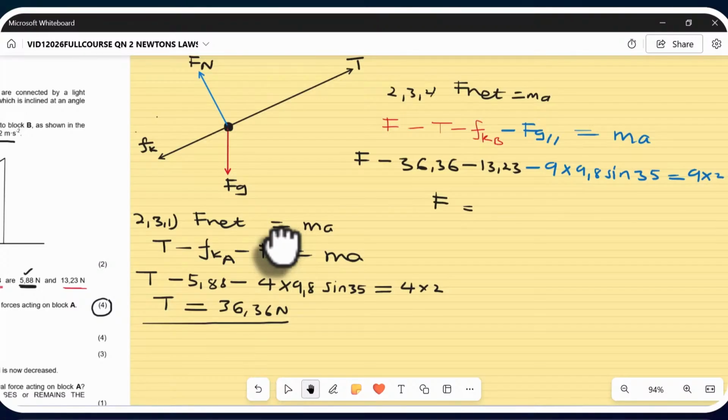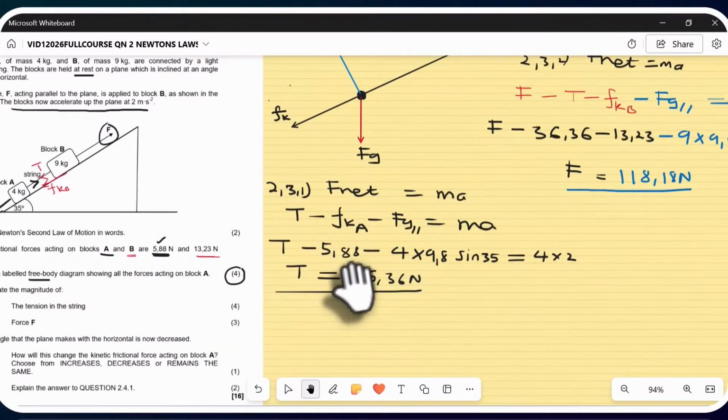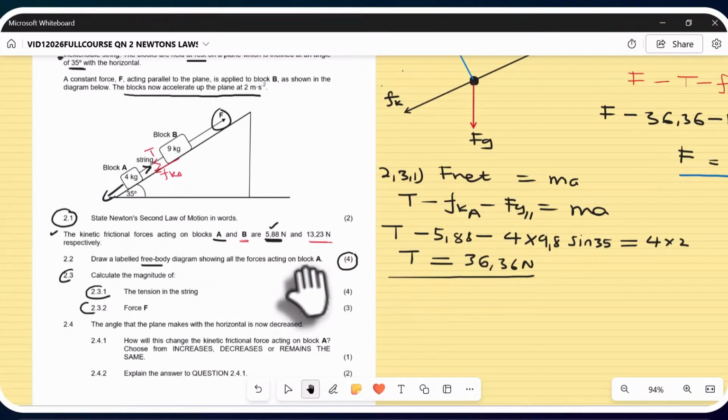I hope guys we are still together. They say here next, 2.4, the angle that the plane makes with the horizontal is now decreased. How will this change the kinetic frictional force acting on block A? Choose from increases, decreases, or remains the same.